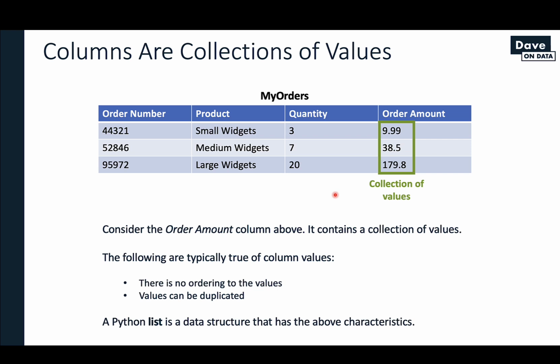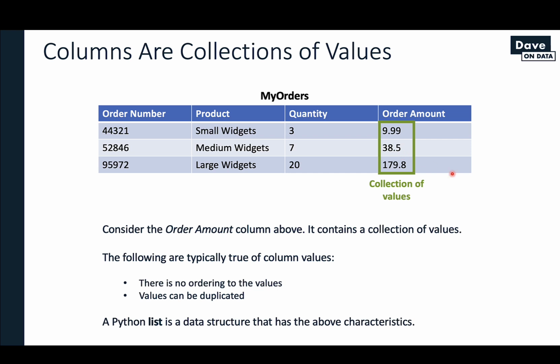So for example, imagine if this table had thousands of orders in it. It's very likely that more than one order would have an order amount of $9.99. So what we can see here is that there's a lot going on with this collection of values. There are 3 individual values. They're not in any particular order, but I can reference them by whether this is the first value, the second value, or the third value. I can even provide a name for a collection of values. For example, here we have order amount represents this collection of values.